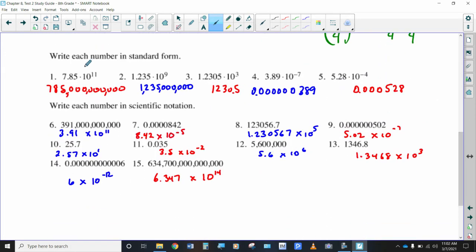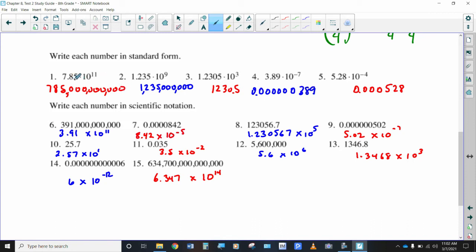Being able to go from scientific notation to standard form, and then from standard form to scientific notation. Remember, this tells you the number of places you're going to move the decimal. It's starting here, you have to move it 11 places to the right, which means you're going to have to add enough zeros to get there.